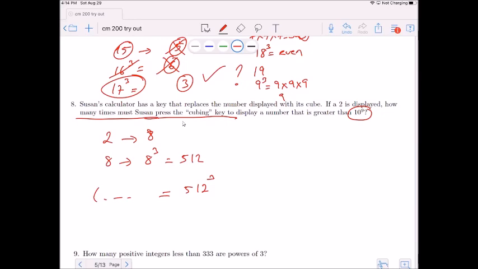One more time, what is 512 cube? Of course, we cannot get exactly what is 512 cube, but I can use approximation 500 cube. Can I get this? Approximate, because it doesn't ask me what is the number. How many times she should press this number to get the number which is greater than 10 to the power of 9? Can I use 500 to the power of 3 for the next one?